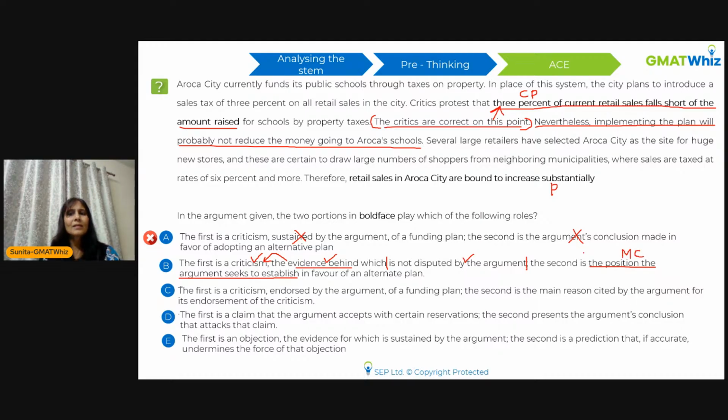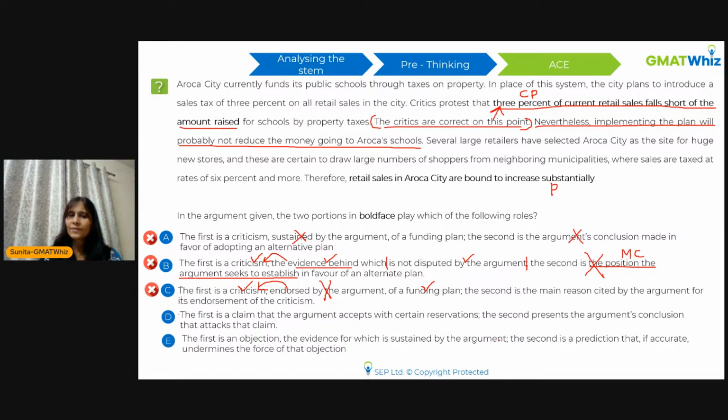So, is the second the main conclusion? No. Therefore, B is also not the correct answer. Let's go to C. The first is a criticism of a funding plan. Yes, it is a criticism of a plan. But the criticism itself is not supported by the argument. So I'm just going to rule out C. I don't even need to proceed further.